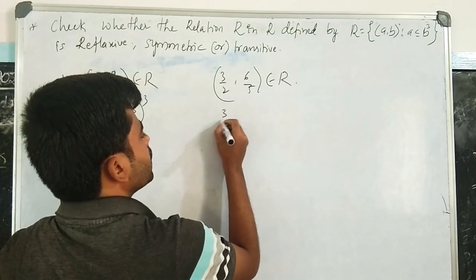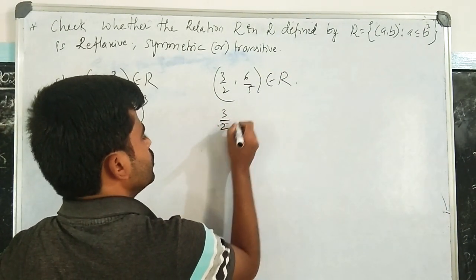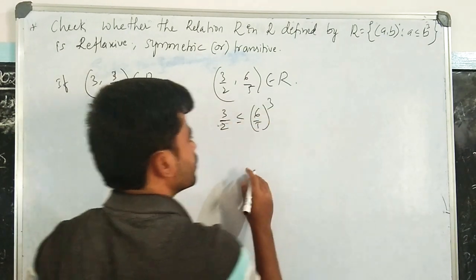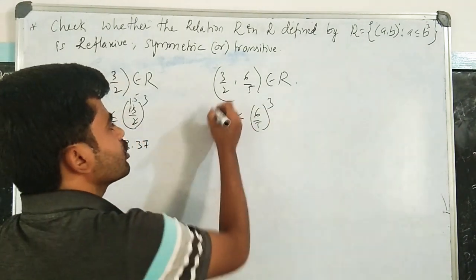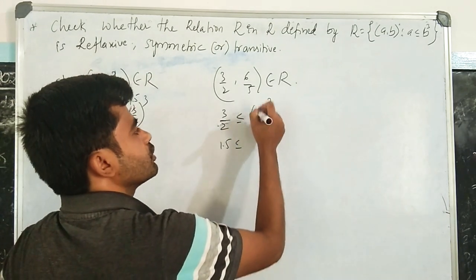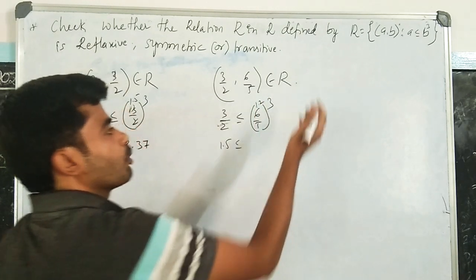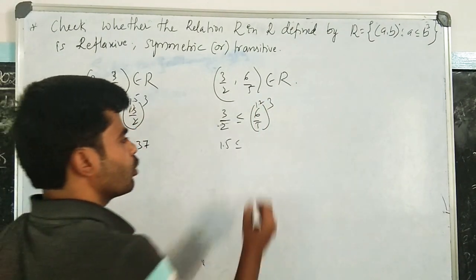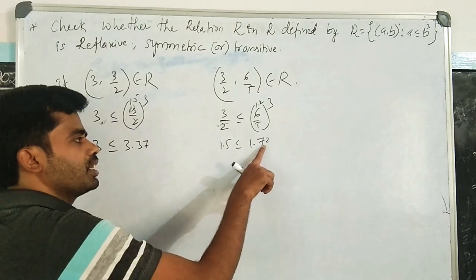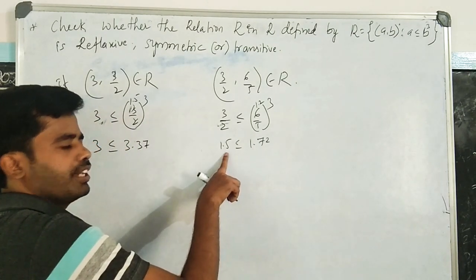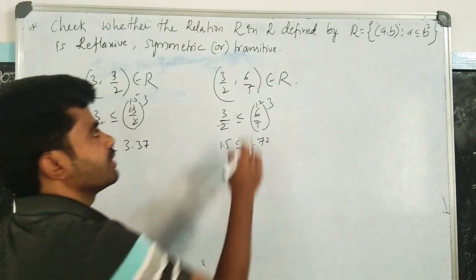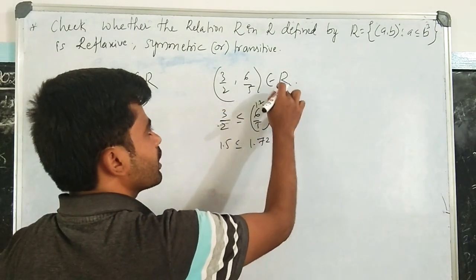Let me check it. Is 3 by 2 less than or equal to (6/5) whole cube? 6 by 5 is 1.2. 1.2 whole cube is nothing but 1.72 something. Is 1.7 greater than 1.5? Yes. 1.5 is less than 1.7. Hence the ordered pair I took in the relation is right.